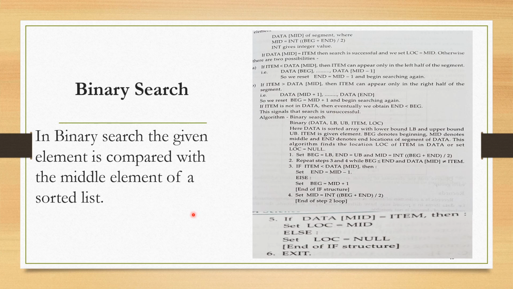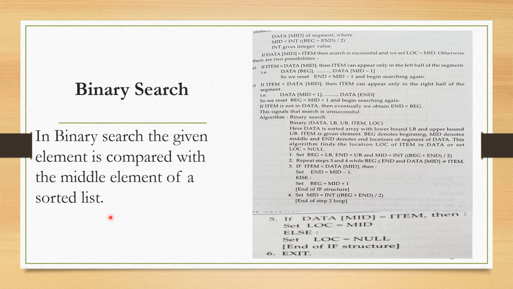In binary search, the given element is compared with the middle element of a sorted list. So the two important points are here. For binary search, the array has to be sorted first. Without sorting the elements in a linear array, you cannot go for binary search. In linear searching, we have seen that the given item is compared with each element of the array. In binary search, it is not compared with each element, it's compared with the middle element. So after comparing with the middle element, it will be higher or lower.